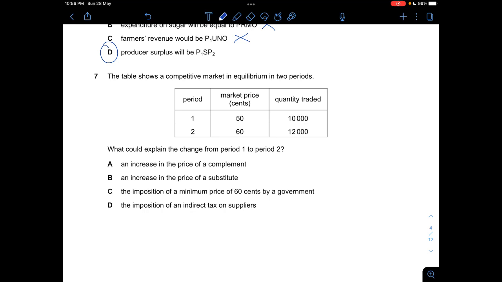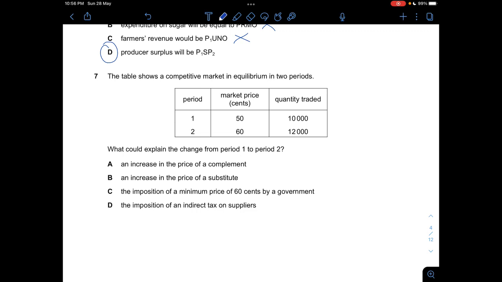Okay, so for question 7, the table shows the competitive market in equilibrium in 2 periods, and what could explain the change from period 1 to period 2? So you can see that for period 1, the market price is 50 cents. Quantity traded is 10,000. Period 2 is 60 cents and quantity traded is 12,000. So you can see that even though there's an increase in price, the quantity traded is 12,000. And what could explain this change?